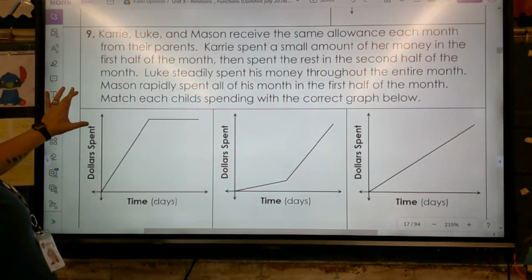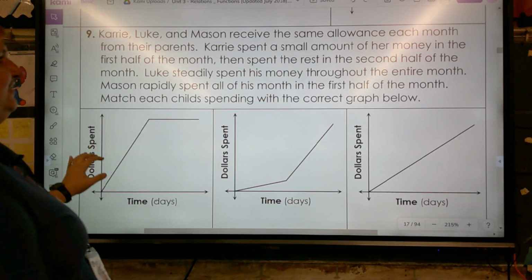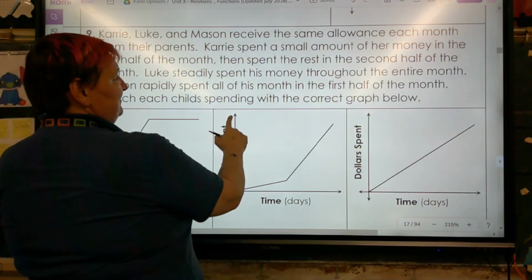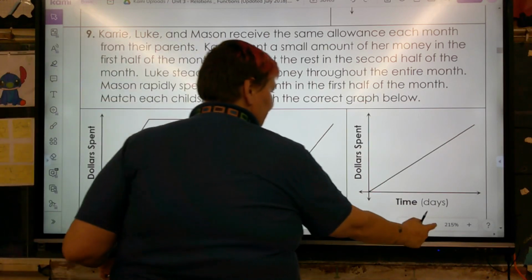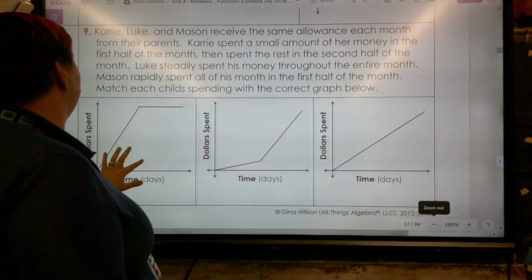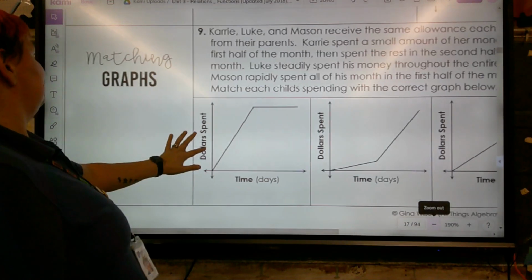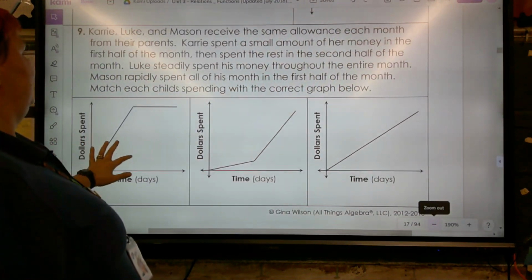All right, and now you see why I did the odd ones, because 9 is a little bit insane. And I figured we could do it together. All right, it says matching graphs. 9. Whew.